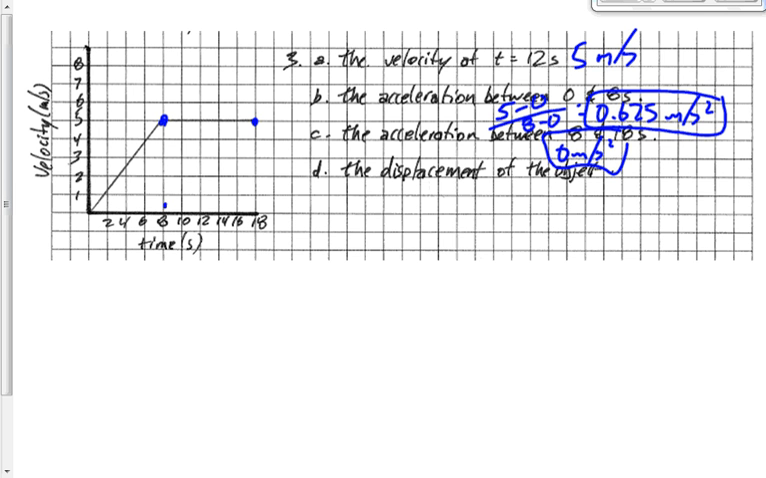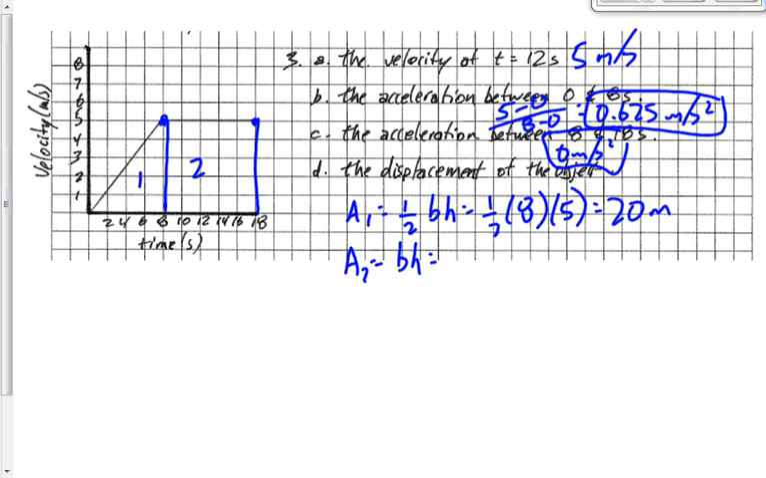When you find the slope there, you go y2 minus y1. It's going to be 5 minus 5 over 18 minus 8, which is going to give you 0 every time. And finally, the displacement. Okay, here we have a triangle and a rectangle. This is 1, this is 2. Area 1 is 1/2 of base times height because it's a triangle. 1/2 of 8 times 5, which is 20 meters. And in the area of number 2, the rectangle is going to be base times height. It's going to go from 8 to 18. The base is 10. The height is still 5. We add those up. Who got 70 meters for that?